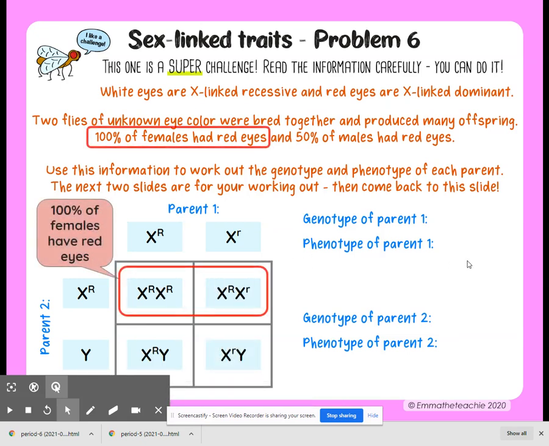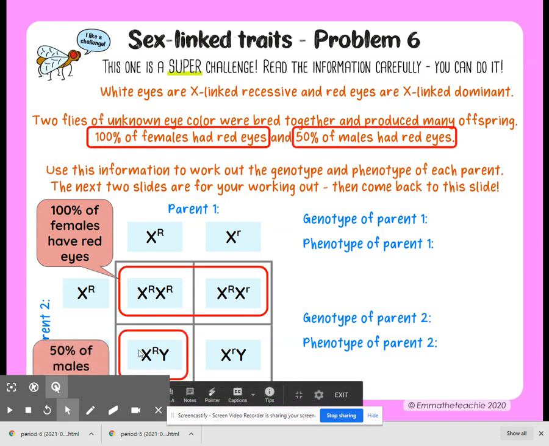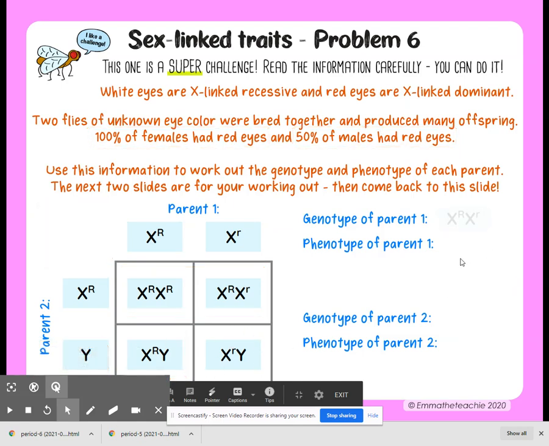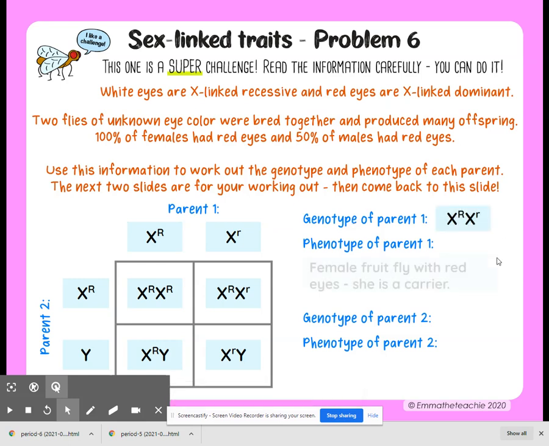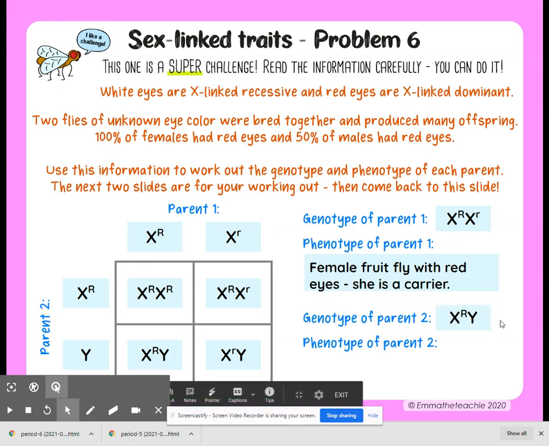Okay, so genotype, here we have 100% of the females are going to have red eyes, just like they set up here. Here we have 50% of the males with red eyes again, and that means if only 50% of the males have red eyes, the other 50% are going to have white. So, genotype 1 and the phenotype of the parent, she's red eyes, but she's a carrier. The genotype of parent 2 is going to have red eyes, and there is no other allele to mask anything. So that's how we would go about figuring this one out.